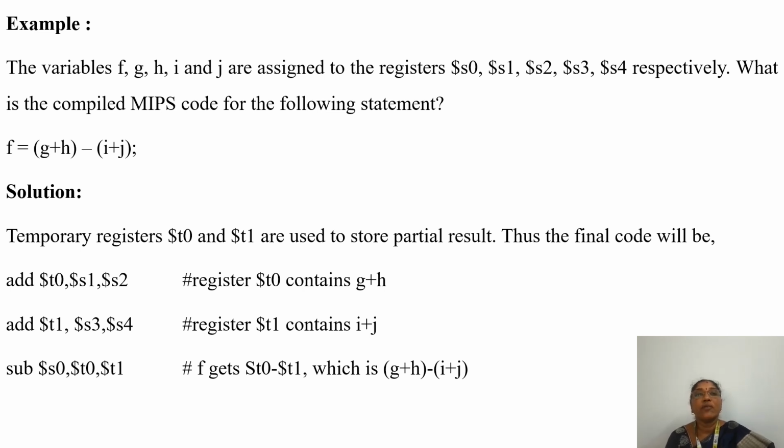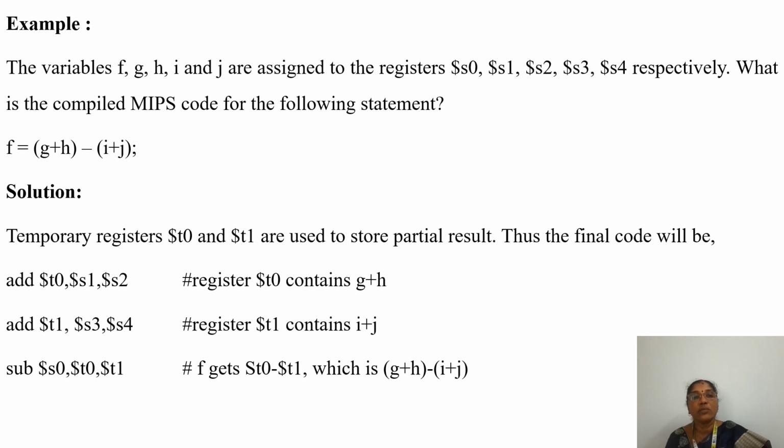For example, the variables f, g, h, i and j are assigned to registers. What is the compiled MIPS code for the following statement? Here is the example: f = g + h - (i + j). These variables are assigned to the registers, and hence they are referred to here.